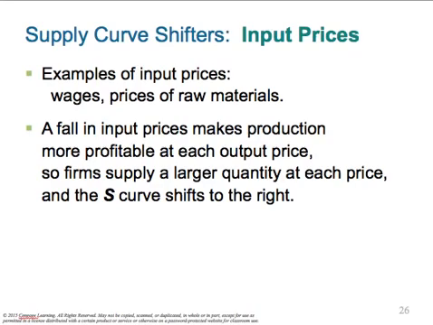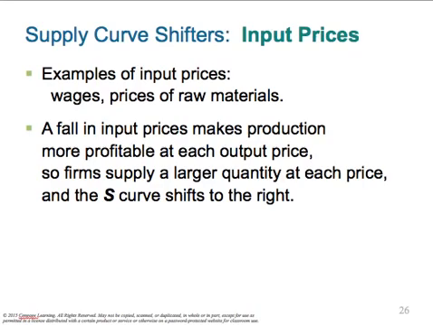If you're going to make a latte, you need milk, you need coffee, you need all these other things. Those are raw materials. A fall in input prices makes production more profitable at each output price. So firms supply a larger quantity at each price, and the supply curve shifts to the right. So if they're making more money supplying something because the input prices just became a little more affordable, they're willing to supply more of it.